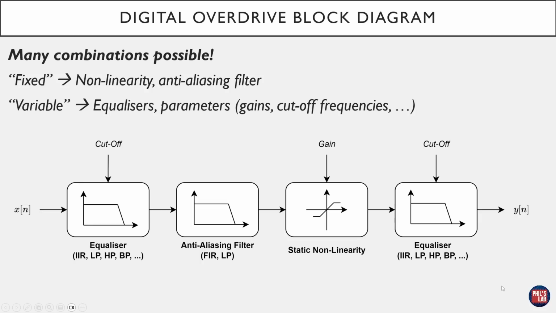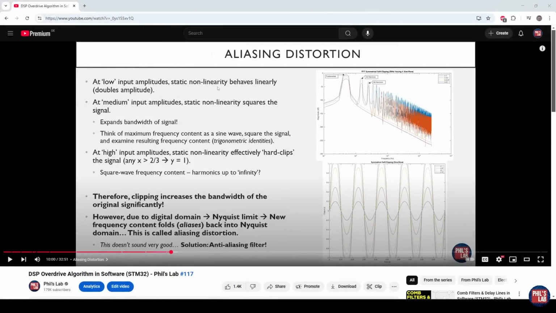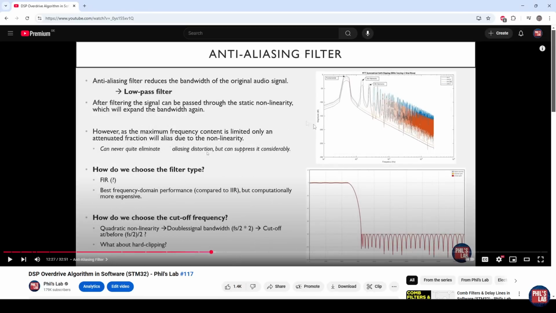Now let's move over to STM32CubeIDE and continue our project where we're programming the STM32H7 to do this digital overdrive. Again, I'd strongly suggest checking out video number 117. This will go into detail on aliasing distortion, how to design the anti-aliasing filter, and in our case, this will be an FIR filter with a specific cutoff frequency chosen for our particular clipping algorithm.